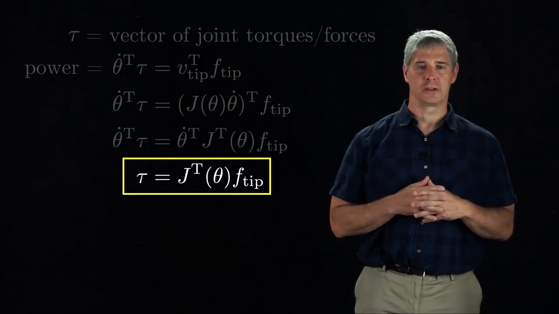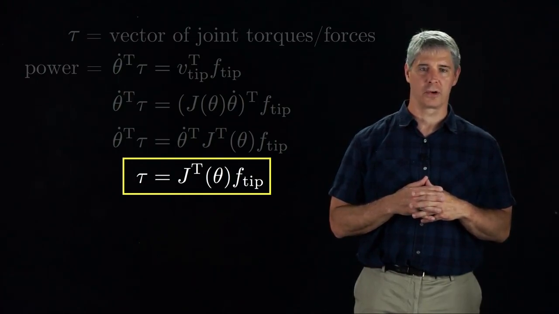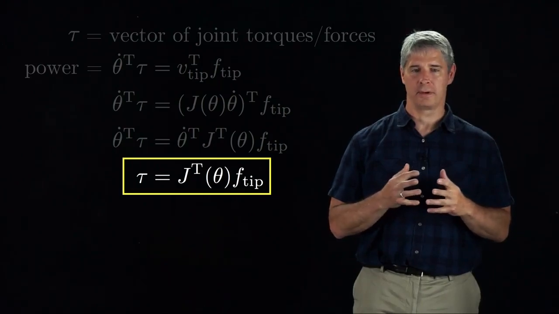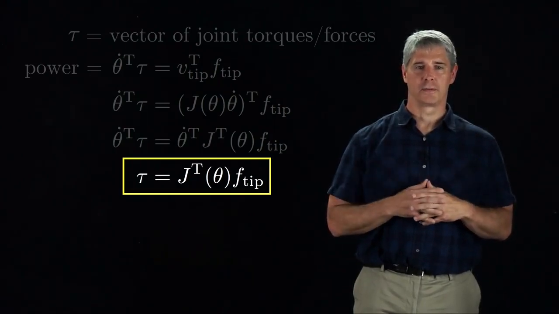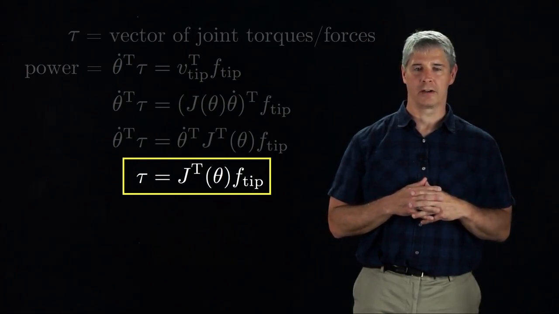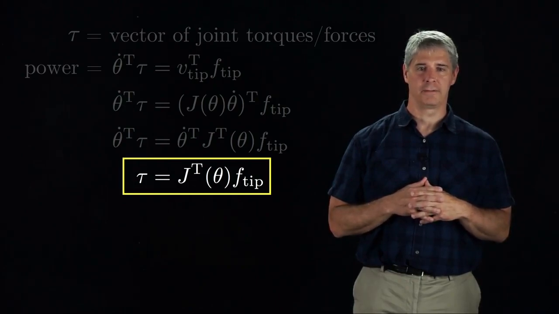For our force analyses, we assume that the robot is at equilibrium and that all joint torques and forces create forces at the end effector. No joint effort is needed to cancel gravity, for example. This equation is useful for force control. If we want the robot to generate the force F tip at its end effector, the motors must generate joint torques and forces equal to J transpose times F tip.